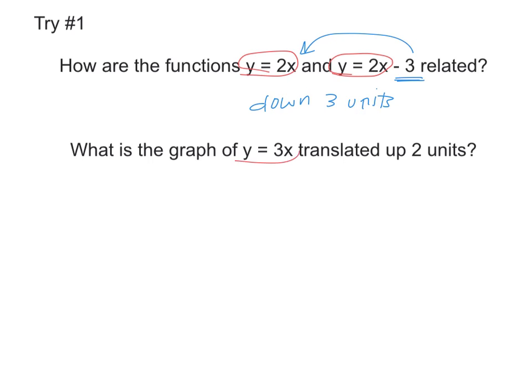Okay, and then the next one, it says, what is the graph translated up 2? So I'll take my same function. If I translate it up 2 units to this one, I would get y equals 3x plus 2. And we could prove that by simply drawing a graph.